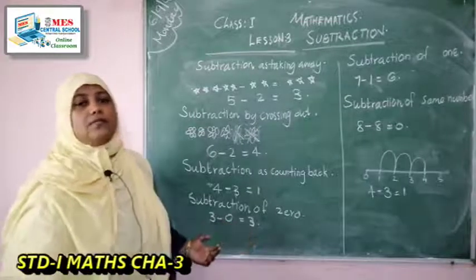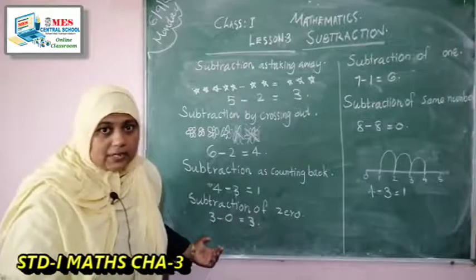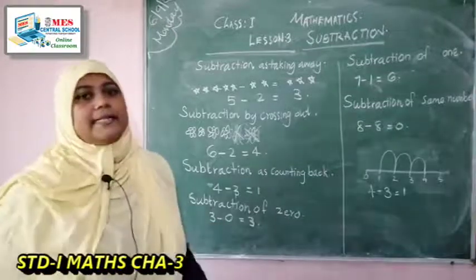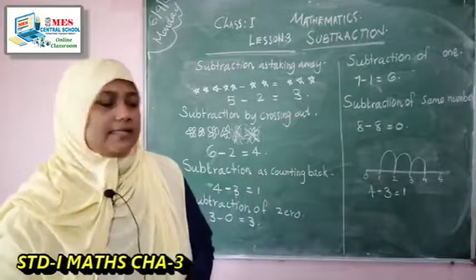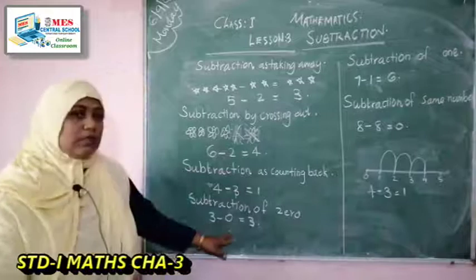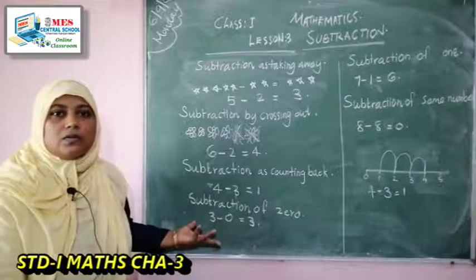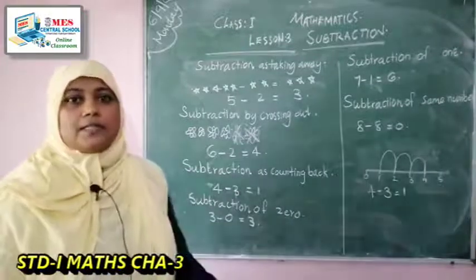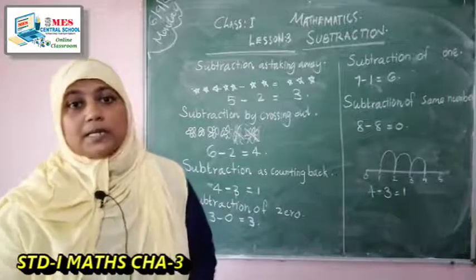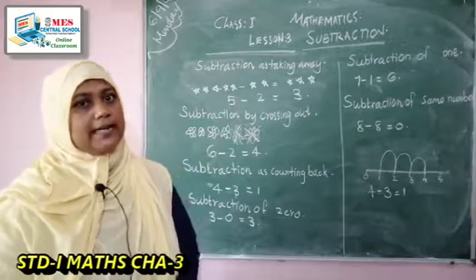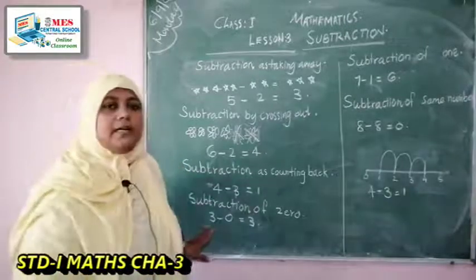Okay, so if we subtract 0 from a number, we will get the same number as the answer. So 3 minus 0 is 3, 4 minus 0 is 4, 5 minus 0 is 5, 10 minus 0 is 10. Nothing is being subtracted from the number.